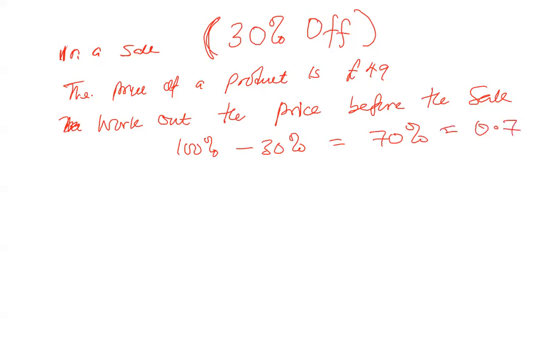You will now do 49 divided by 0.7. So 49 divided by 0.7, that gives you 70. So that means that the price of the product was £70 before the decrease. Can you see? Before the decrease. So the price was actually what? £70 before the decrease.